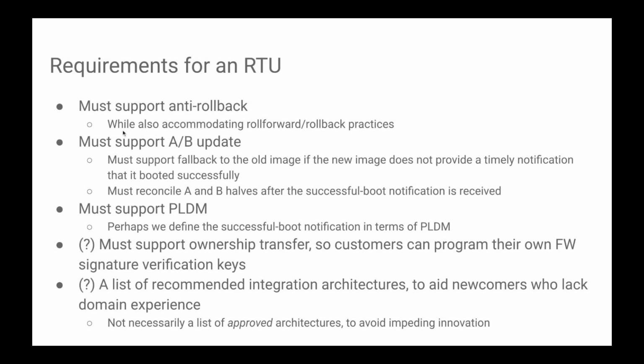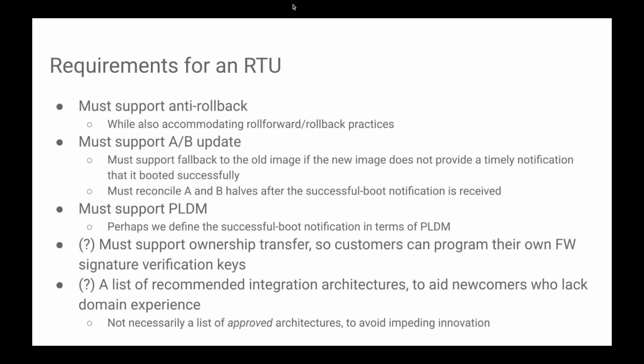Although I'm noting here accommodating roll forward rollback practices, because oftentimes you'll roll out an update and you must always be able to roll back to the one just prior. So if you're not careful, you either end up in a world where you can't do that and then your automation gets sad, or you can do that, in which case all your anti-rollback is basically neutered, because you can just go n-1, n-2, n-3 back in time. So I've got to take care of that.